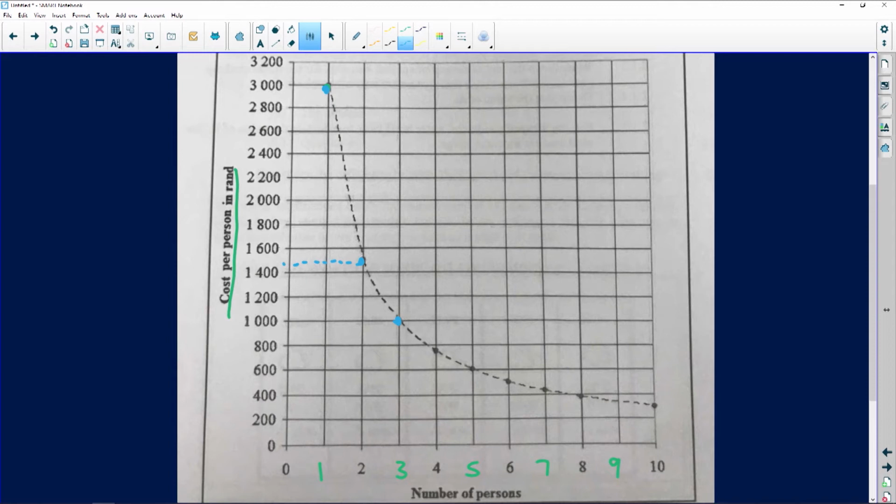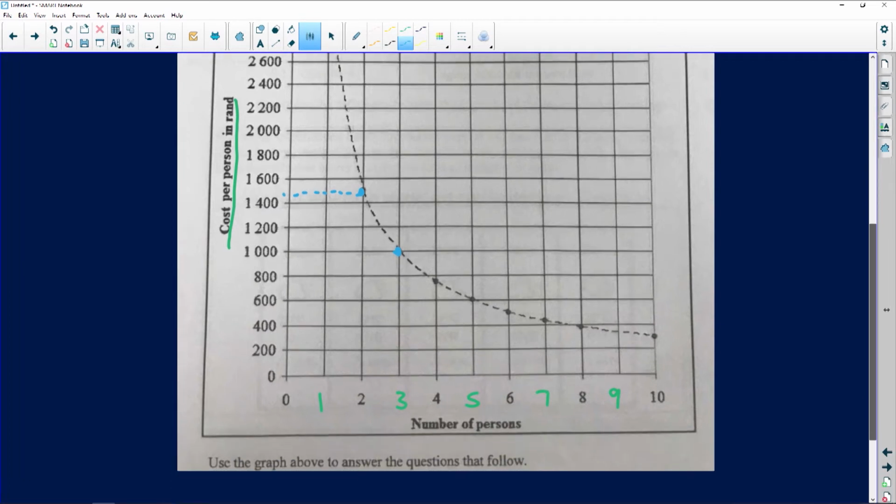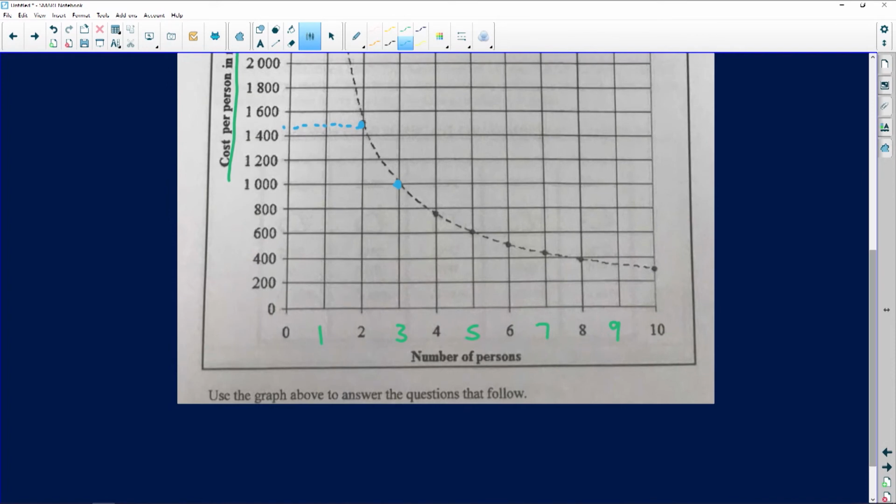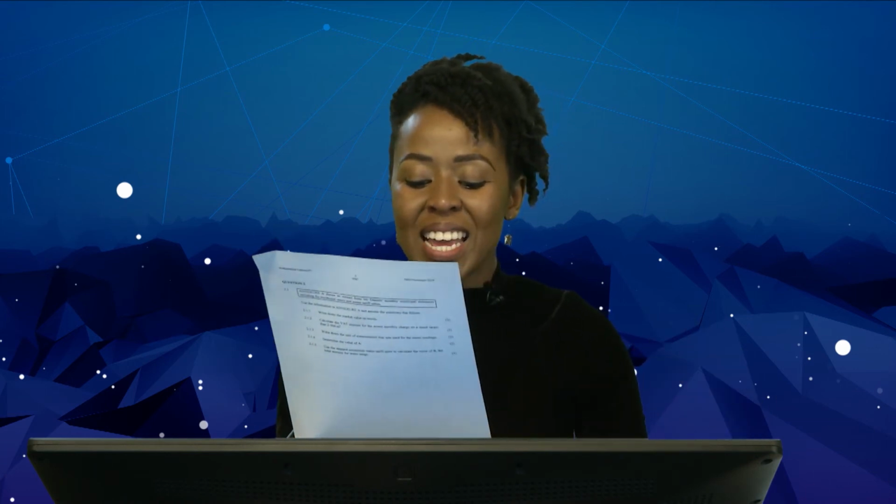We don't know what the question is saying to us yet. So I'm going to now read the question for us. The question is not given, but I'm going to read the question for us there. It says, use the graph above to answer the questions that follow. State the type of proportion represented in the graph. We have different types of proportion, and it is very important for you to know what type of proportion looks like what.